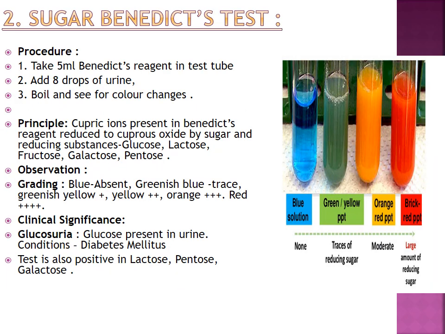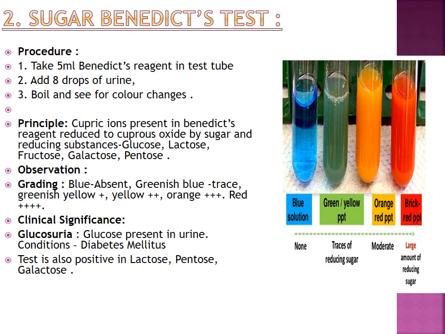Now the second test in the chemical examination of urine is urine sugar by Benedict's test. In this procedure, you have to take a test tube and add 5 ml of Benedict's reagent, which is blue in color, then add 8 drops of urine and heat it till it boils, and then look for the color changes. Negative is blue, greenish blue is trace, greenish yellow is 1+, yellow is 2+, orange is 3+, and red or brick red is 4+.